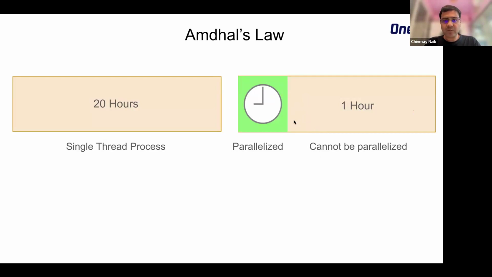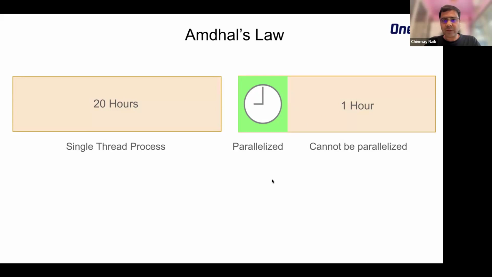That means no matter what you do, no matter how much hardware you throw at it, you are not going to be able to run the program in less than 1 hour. It's always going to take 1 hour for the sequential part, which cannot be parallelized. And then the remaining part can run on any supercomputer and be done in milliseconds, nanoseconds, but it still will take some finite, minuscule amount of time.